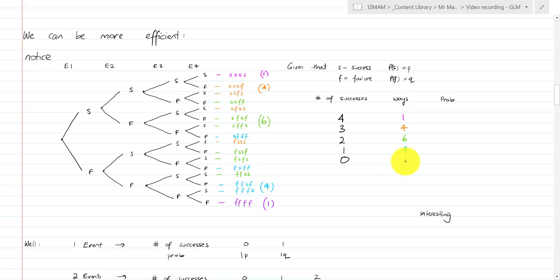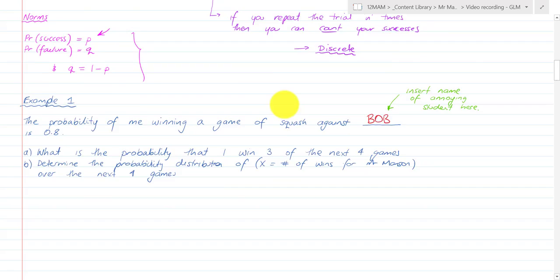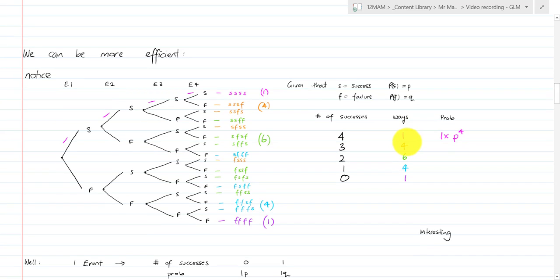And the probability is, well, the probability of 4 successes is equal to the probability of success, so I'll just do this in pink, the same color, multiplied by itself 4 times. So this is equal to 1 times p to the power of 4. And remember, we defined earlier that p is our probability of success. And the probability of 3 successes is success times success times success times failure. So that means that we've got 4 ways of doing it. P will happen 3 times and Q will occur once.